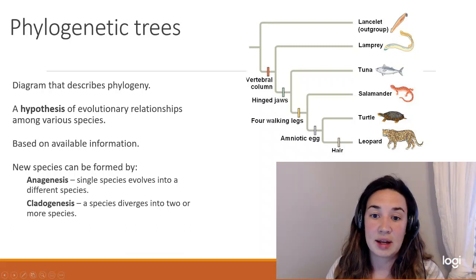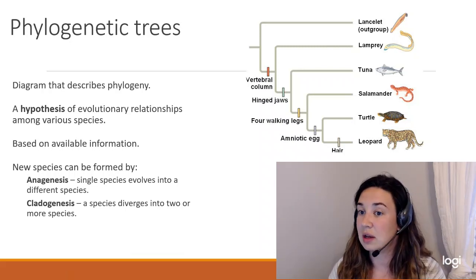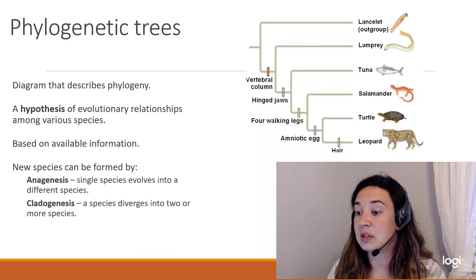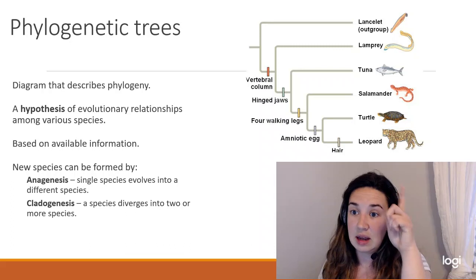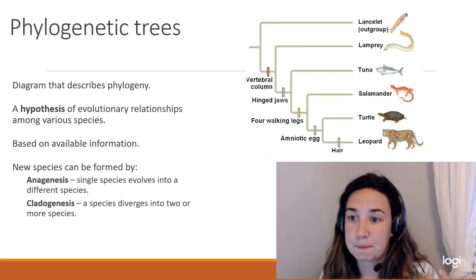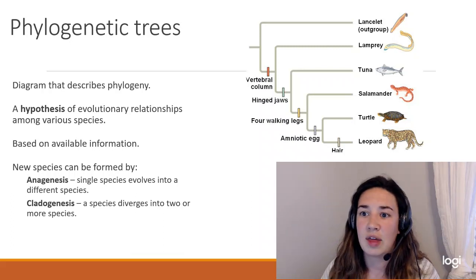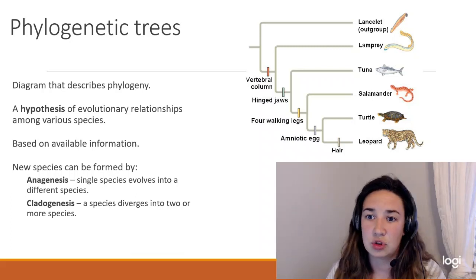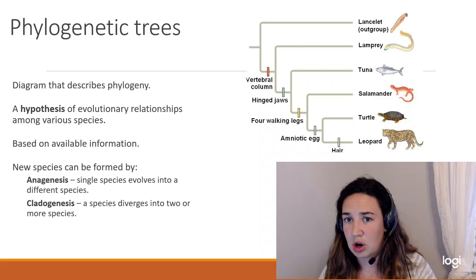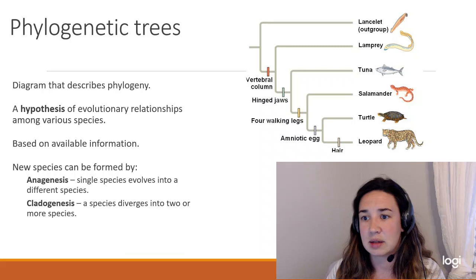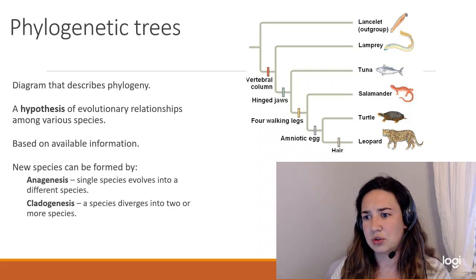We'll talk about anagenesis and cladogenesis again when we look at our phylogenetic trees. Here's an example of a phylogenetic tree. Up above me, you can see lamprey, tuna, salamander, turtles, leopards, and how they are positioned based on evolutionary history with vertebrae, hinged jaws, four walking legs, amniotic eggs, and hair. I think I had something similar to this in our last module as well.